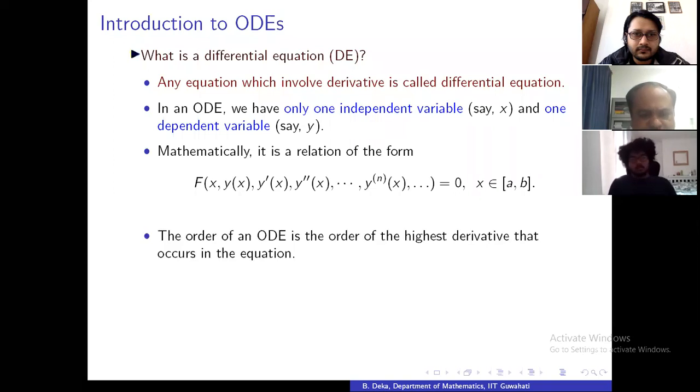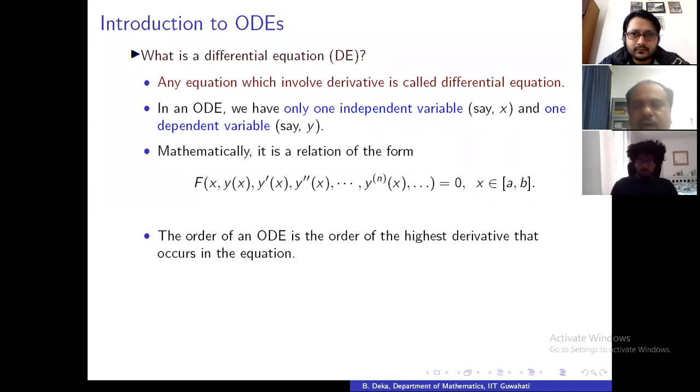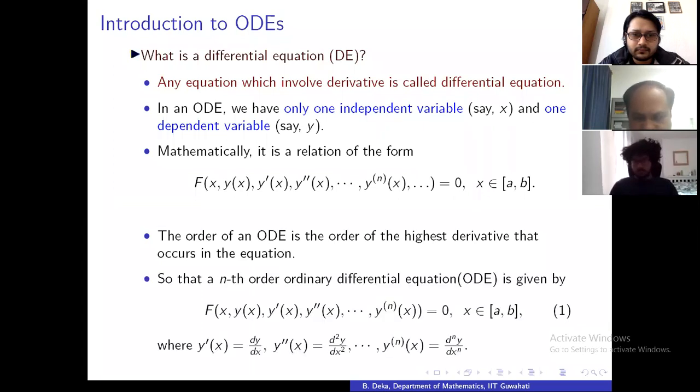Now this definition one can make more precise by introducing a mathematical term called the order of a differential equation. So what is the order of a differential equation? It is the highest derivative which is present in the equation, and that you call the order of the differential equation. That gives me a nice formula for an nth order differential equation, which is given by equation 1.